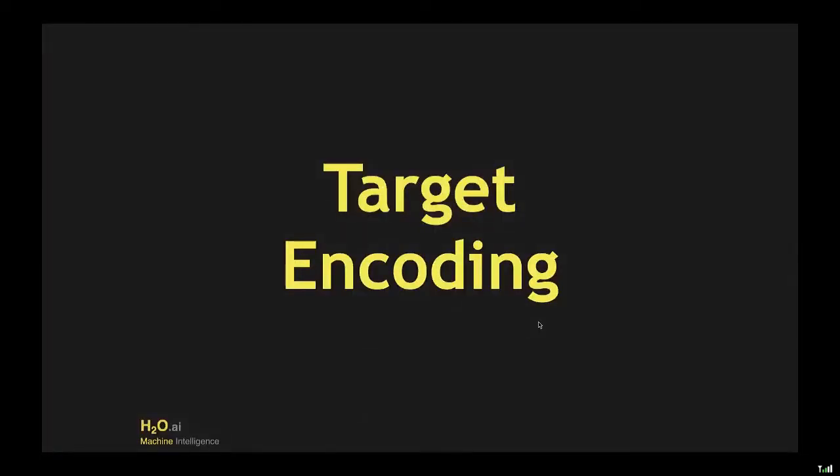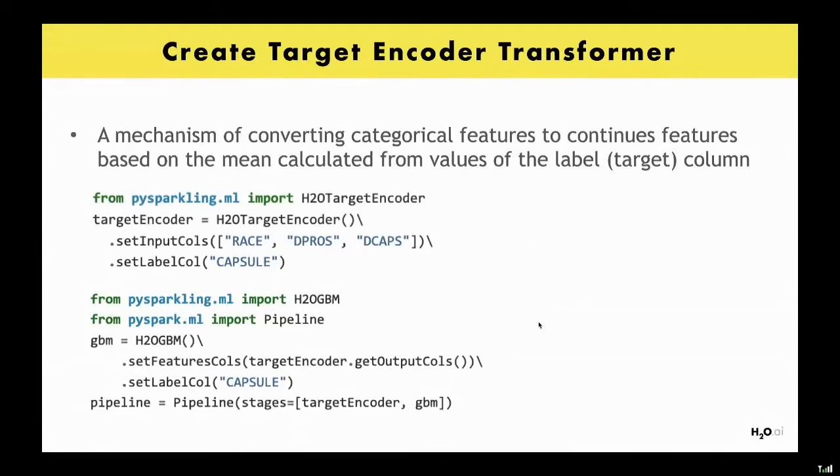And the last stage I want to talk about is target encoding. Target encoder has been in Sparkling Water for about half a year. I couldn't find a really nice and simple way to do this in Spark, so that's why we decided to expose this in Sparkling Water via the H2O-3 target encoder method.